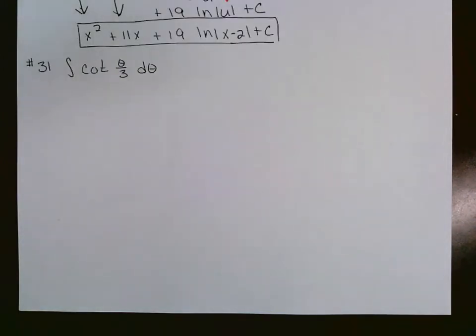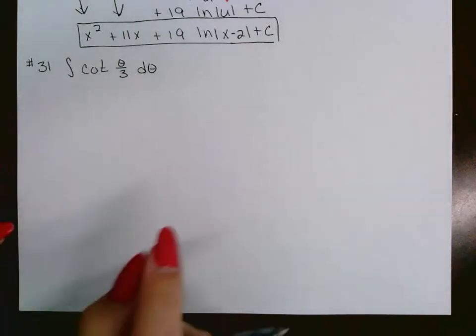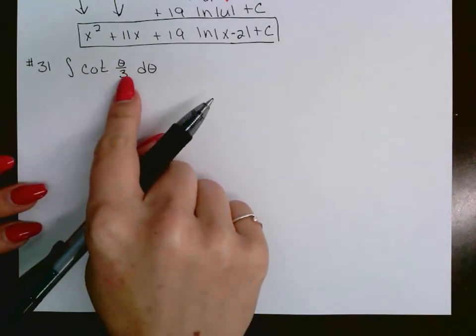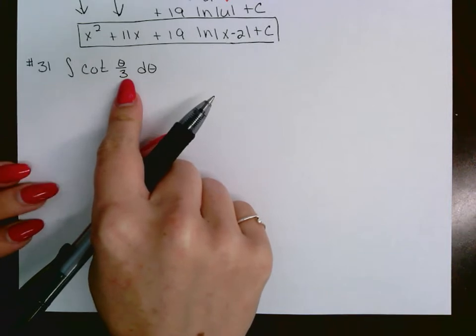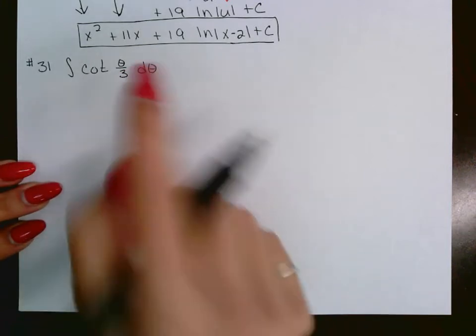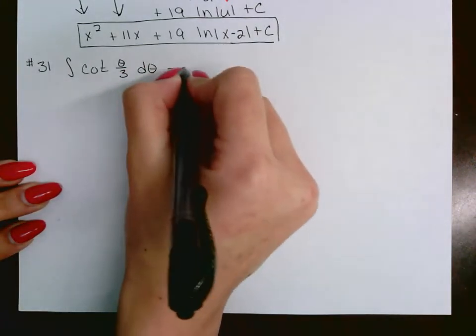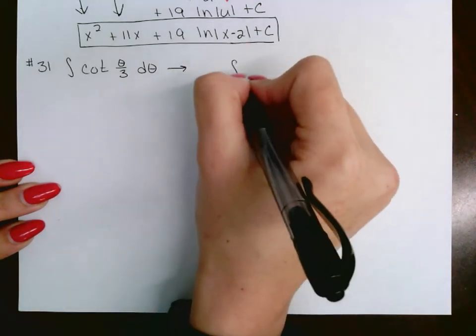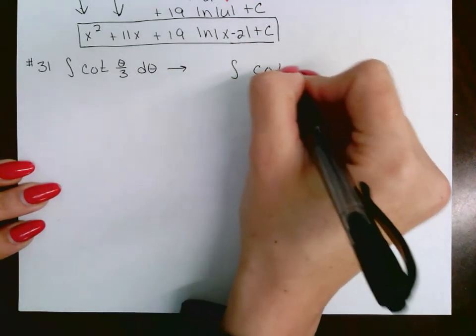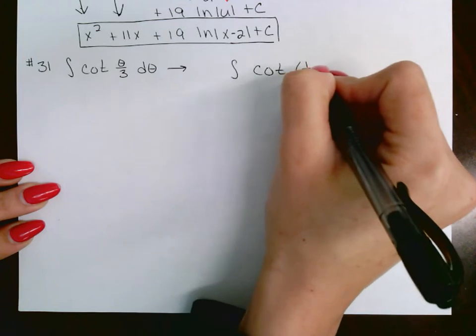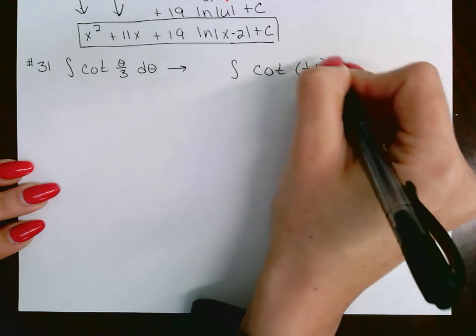All right, let's look at our next question. This is number 31 from that same page. It says the integral of cotangent of theta over 3 d theta. So when you see a question like this, I'm trying to throw you off with that theta over 3. Anytime you see a number being divided at the bottom, you are allowed to rewrite this as the integral of cotangent of 1/3 times theta.